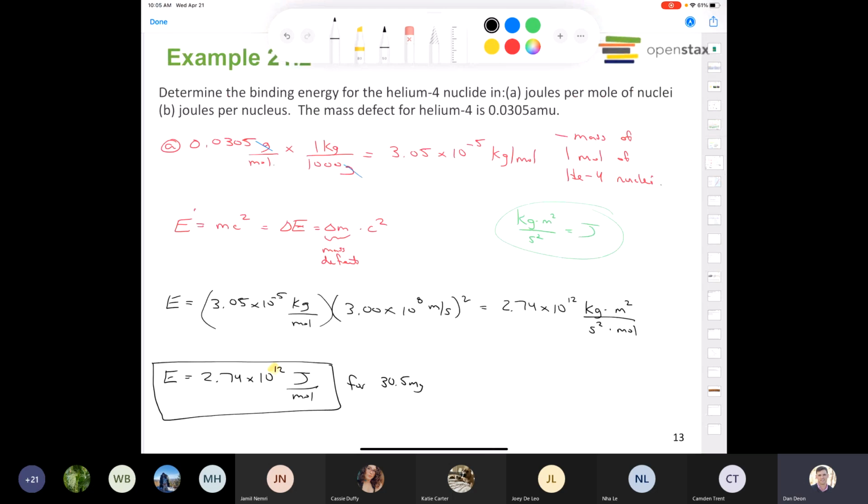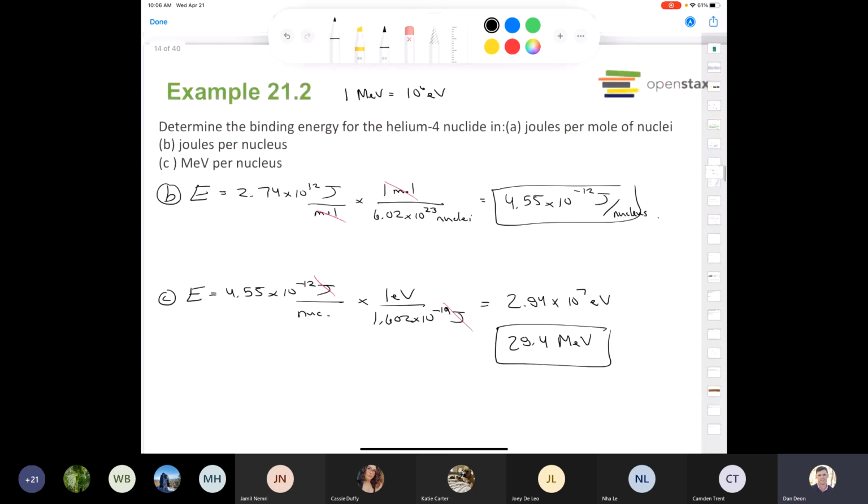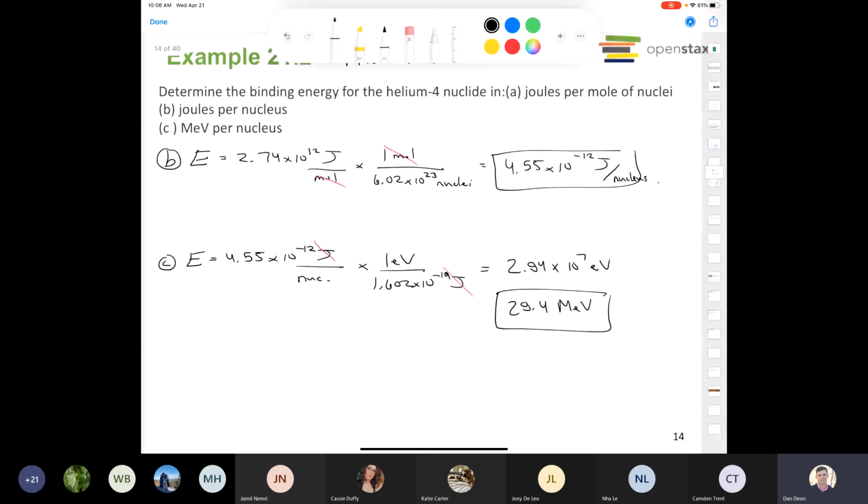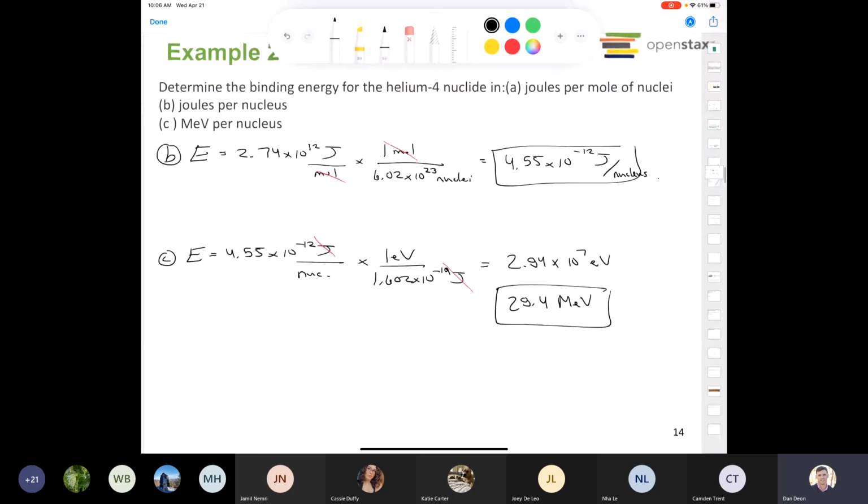After that, we calculated it per the number of joules per mole in part A, then joules per nucleus in B, and then we just converted it into mega electron volts per nucleus for part C.